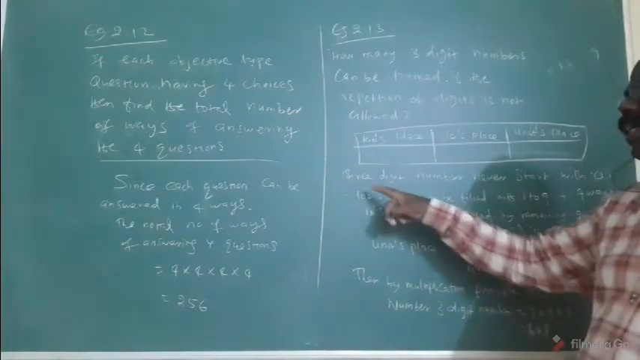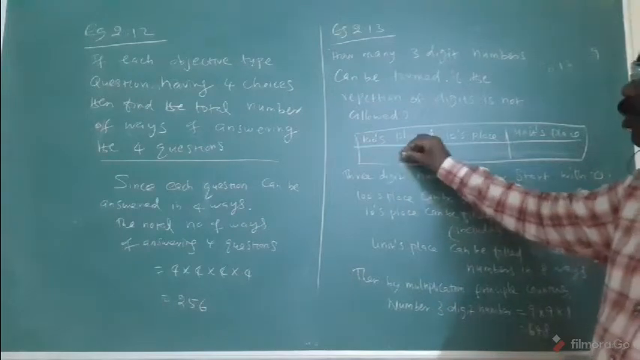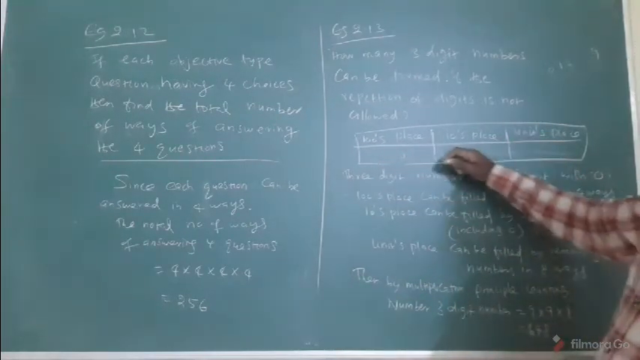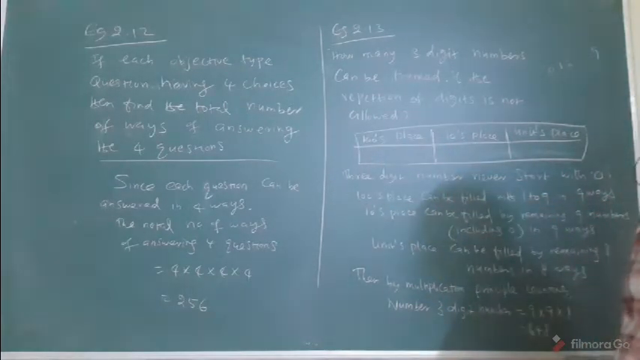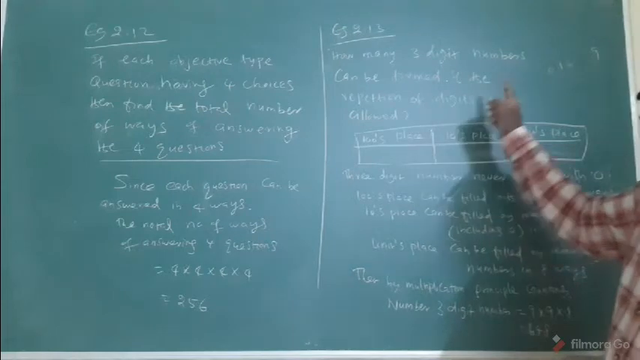Now usually a 3-digit number never starts with 0. Suppose it starts with 0, like 0 1 2, this is not a 3-digit number. Am I right? That's why it never starts with 0. Now automatically the 100th place can be filled by a number other than 0.